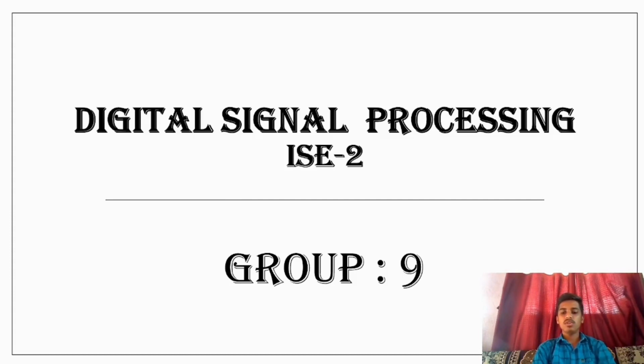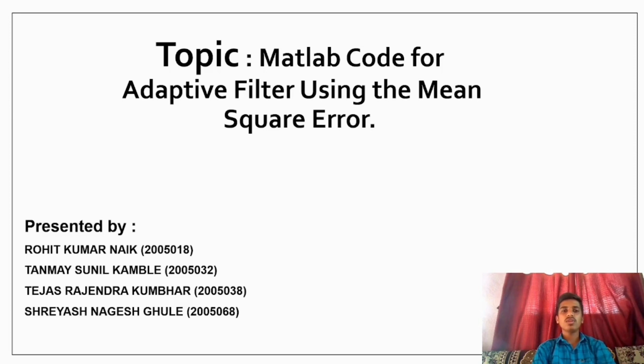For this, our topic is MATLAB code for adaptive filter using the mean square error. My group members are Tanmay, Tejas, Shreyash and me. Tanmay and Shreyash will explain the MATLAB code and Tejas will explain the output figure of the MATLAB code.